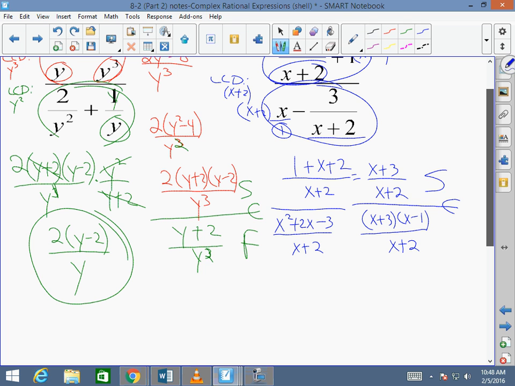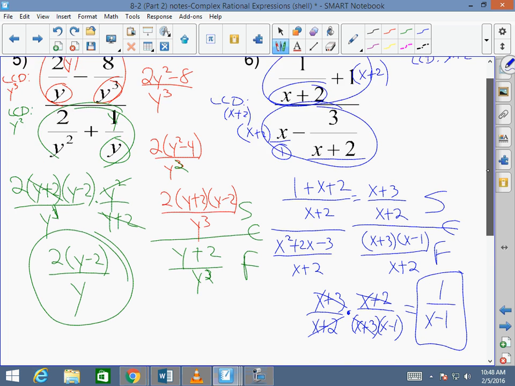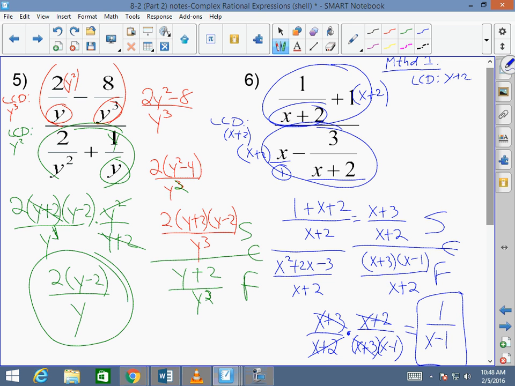Stay, change, flip. X plus 3 over x plus 2, stay, change, flip. X plus 2 over x plus 3 times x minus 1. Goodbye, goodbye, goodbye. I'm left with 1 over x minus 1. That's method 1. Long and arduous journey. Does that make sense?